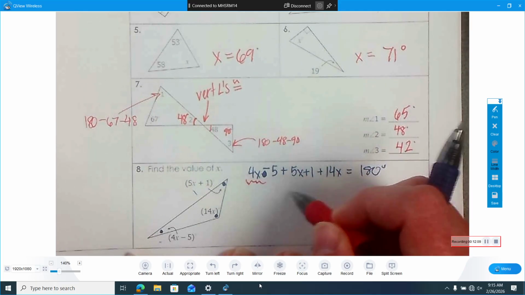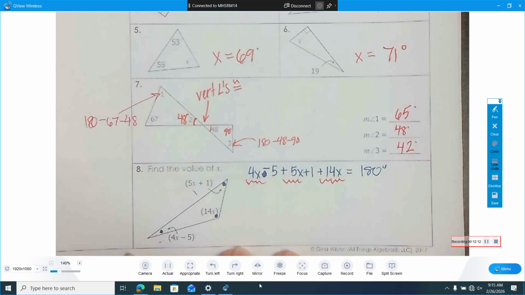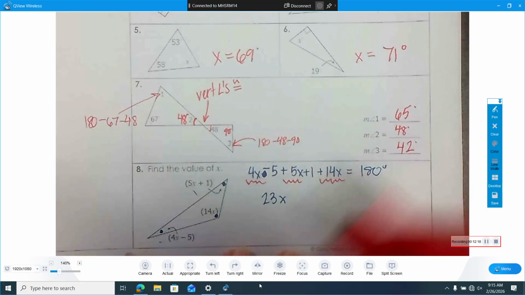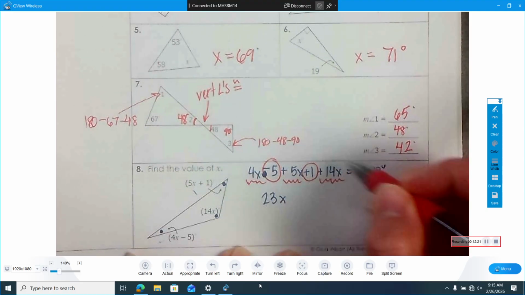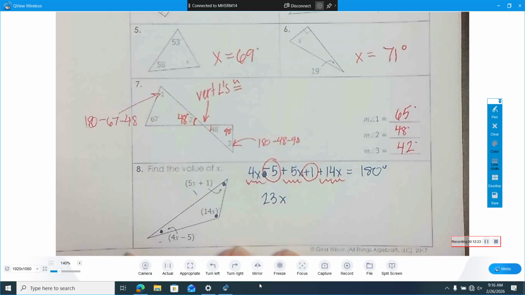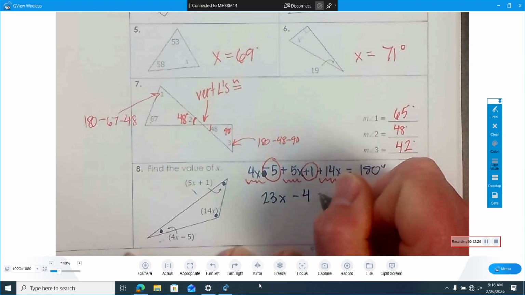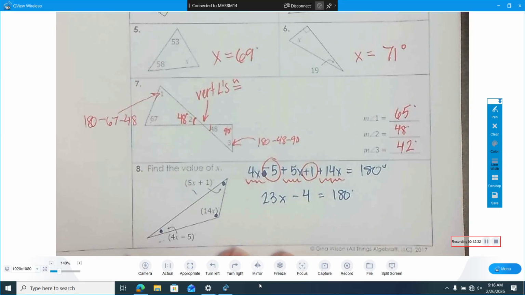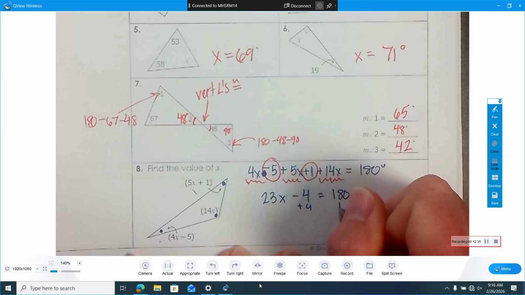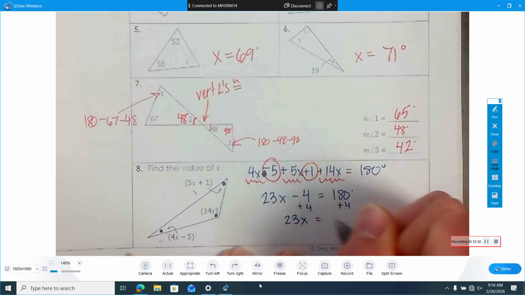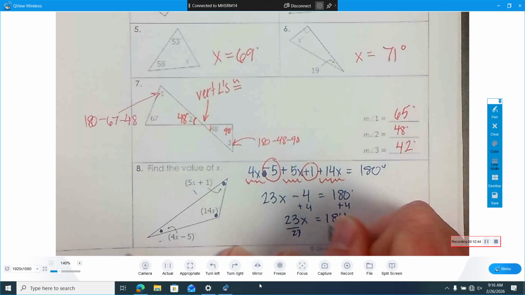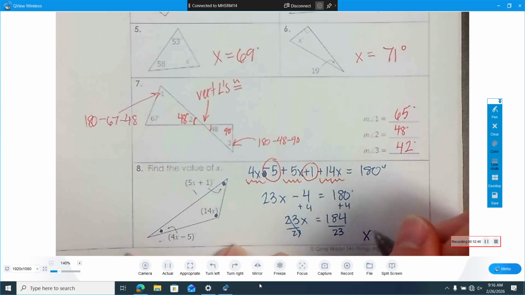Combine like terms. 4x plus 5x plus 14x is 23x. And then we also have a negative 5 and a positive 1. Who wins? Negatives by 4. Very good. So we have 23x minus 4 equals 180 degrees. And then what should we do? Add the 4 to both sides. So we get 23x equals 184. And then divide by 23. So we get x equals 8. Very good, you guys. Beautiful.